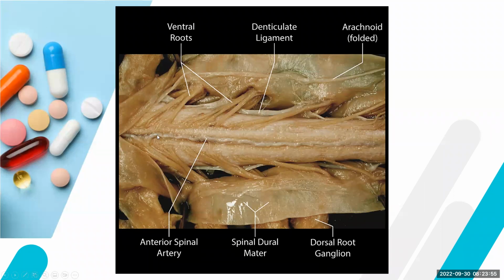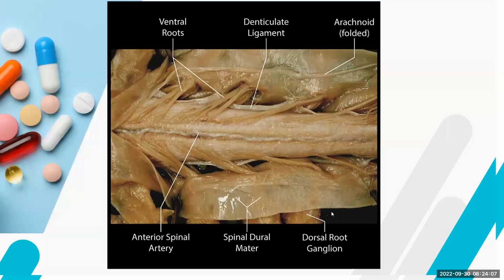Now, here you can see the blood vessels, very clear. This is the anterior spinal artery in the subarachnoid space, and of course, this is the spinal dura mater, and then the dorsal root ganglion there.